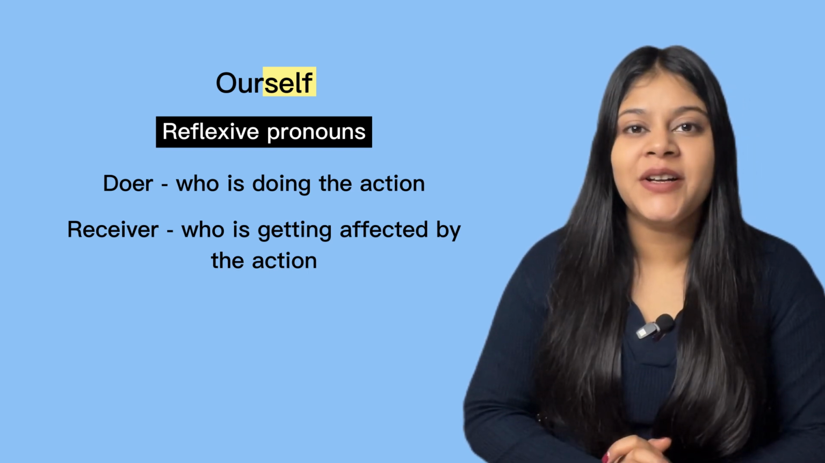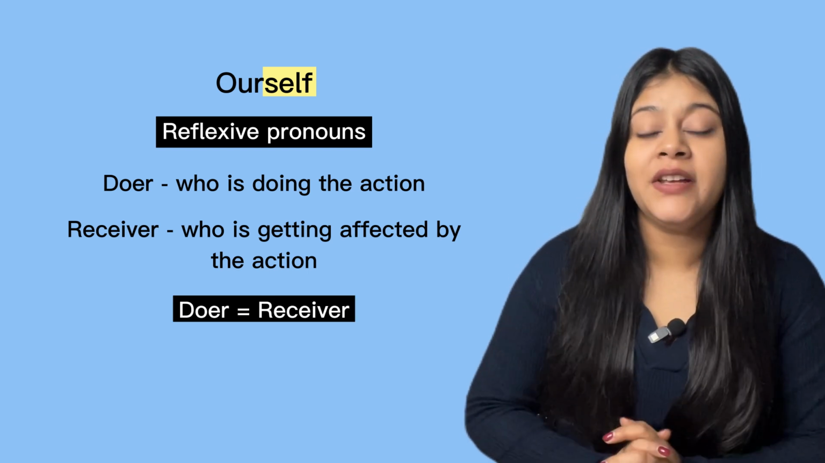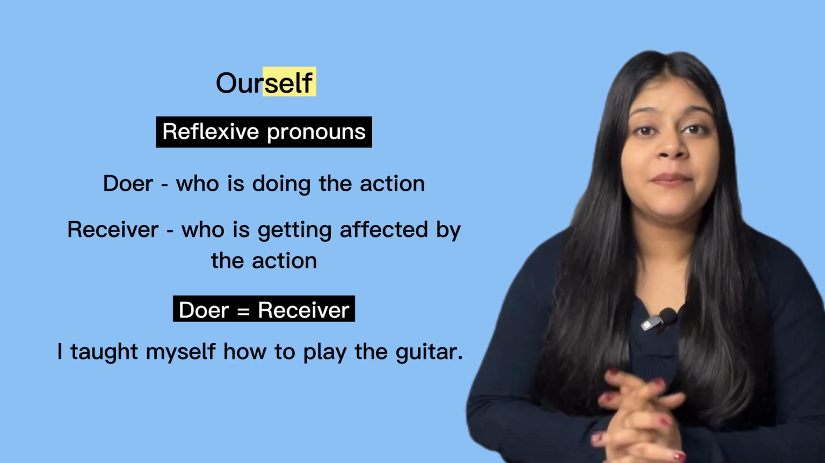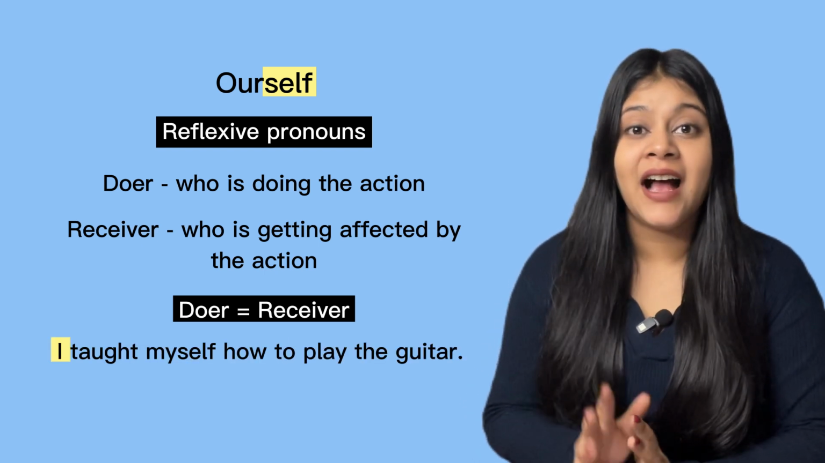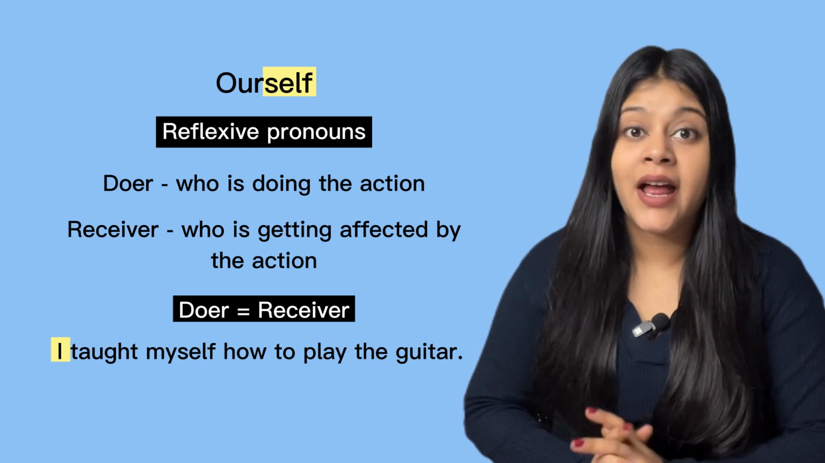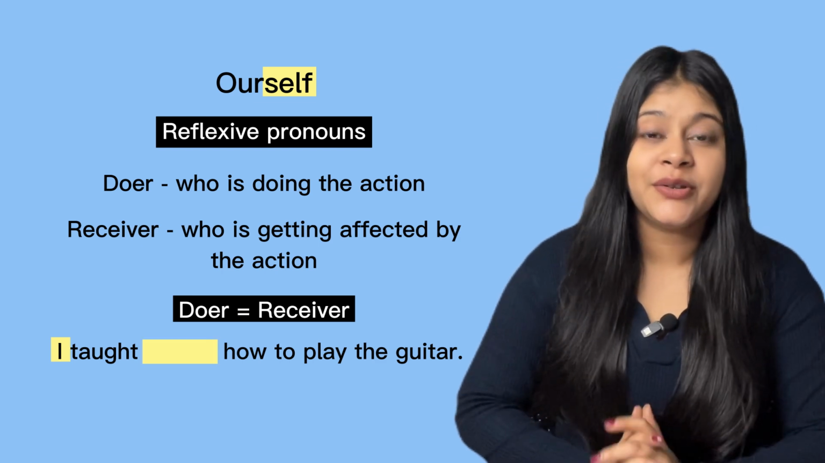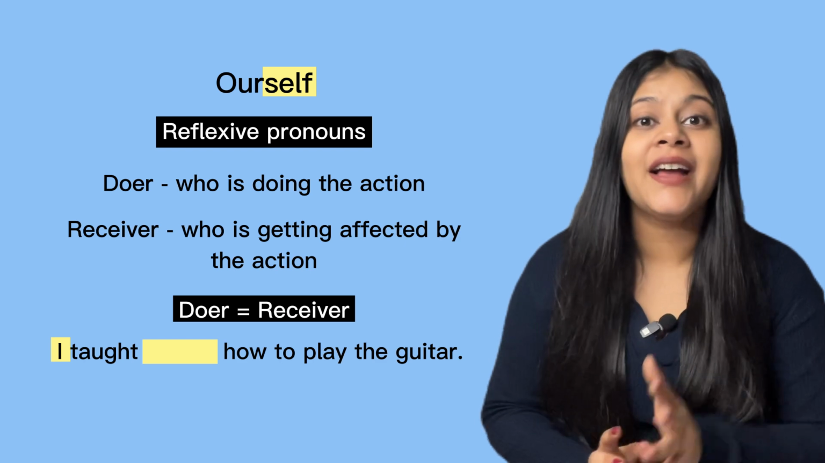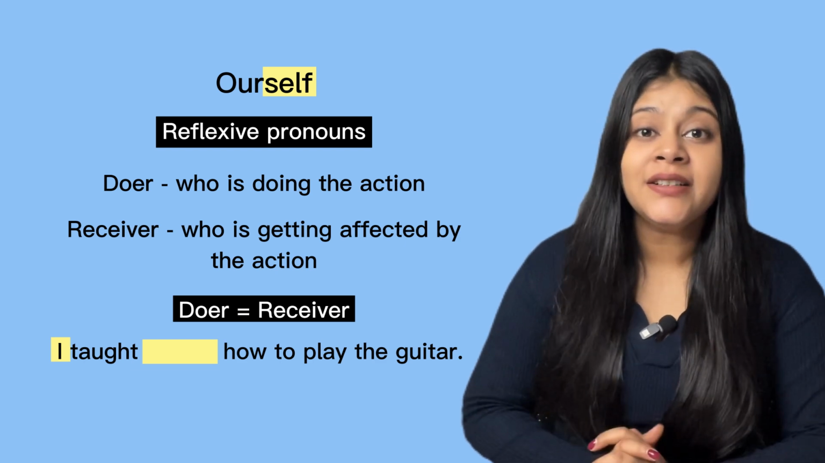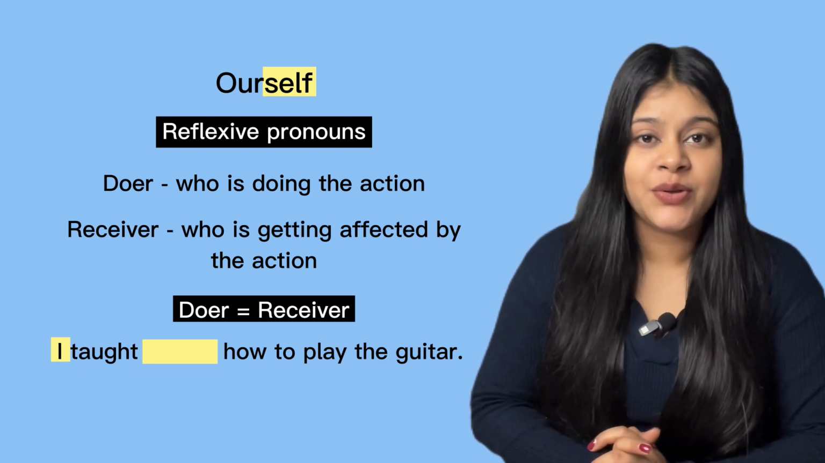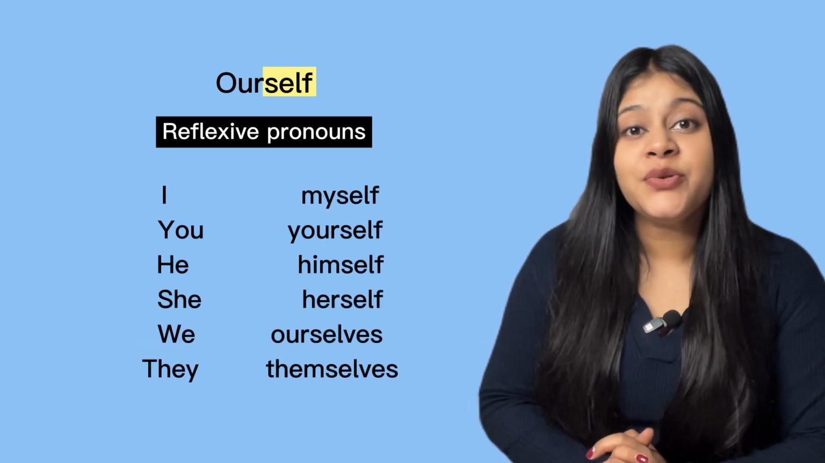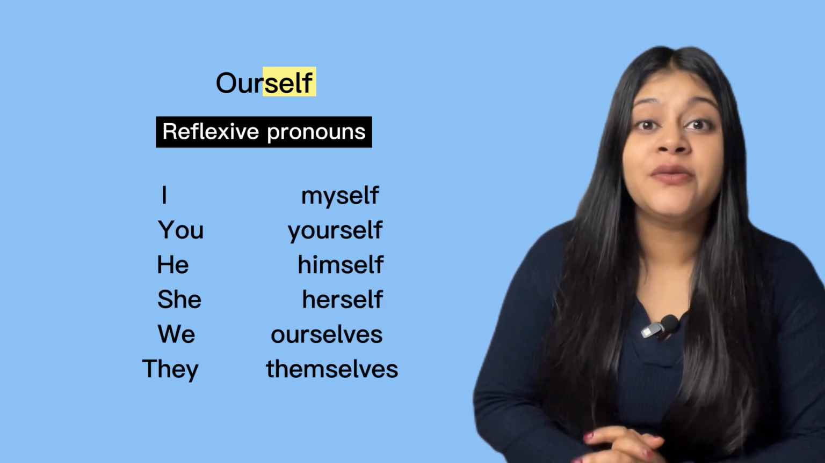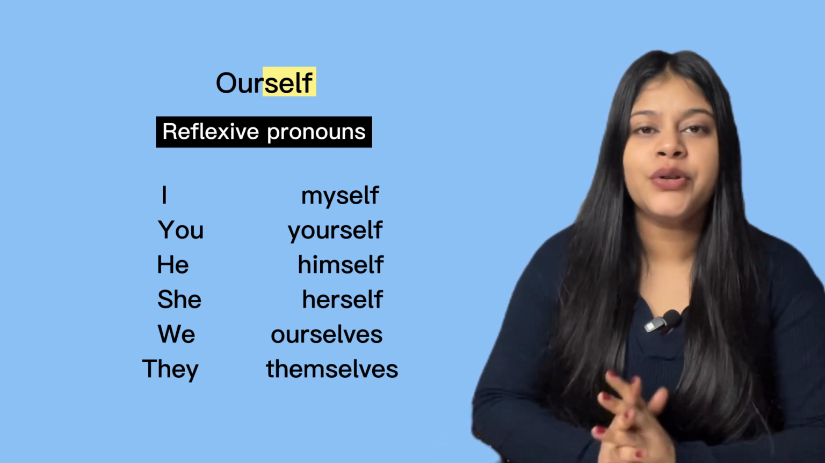We use these words when the doer and the receiver of the action are same. For example, I taught myself how to play the guitar. In this sentence, I am the doer of the action and I am the receiver of the action. I am teaching and I am being taught. Here, because the doer and the receiver of the action is same, we have used the word myself. You turns into yourself, he turns into himself, she turns into herself, and so on and so forth.